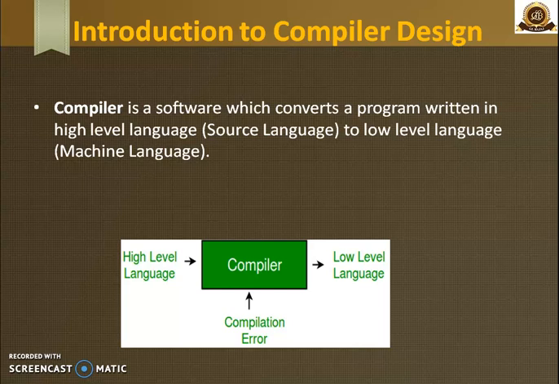So here comes a question in our mind that why don't we simply write a program in low level language? Why are we converting our program firstly into high level language, then into low level language? So the reason is we are not comfortable in writing a program in the form of zeros and ones, that is the binary language. So we are only comfortable in writing a program in the English language or some other language.